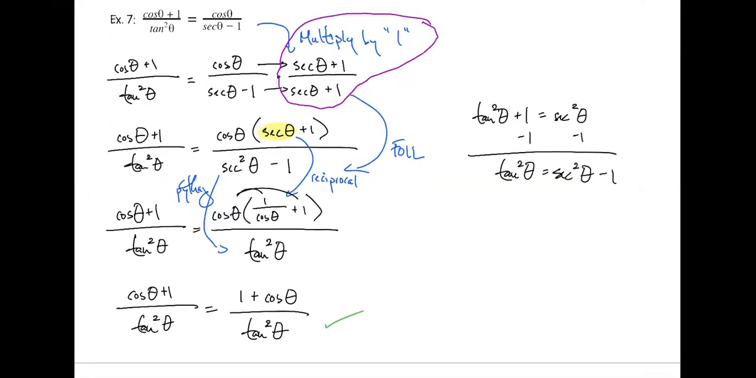All right, let's take a look at number 8. Who thinks 8 looks super, super gross? I think upon first look, it looks very intimidating, right? But let's think about which side looks more complicated. I think the left-hand side looks more complicated because it's got a fraction, okay?